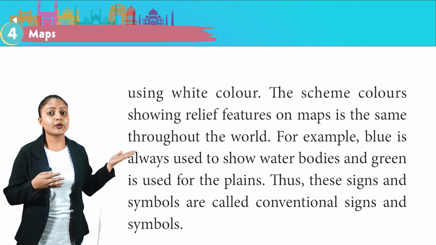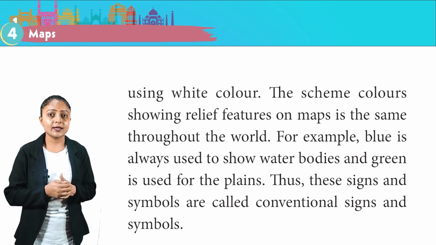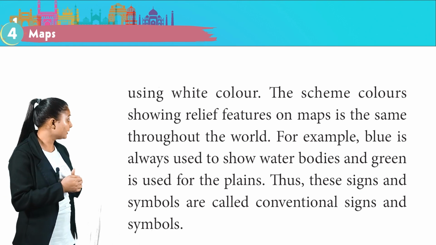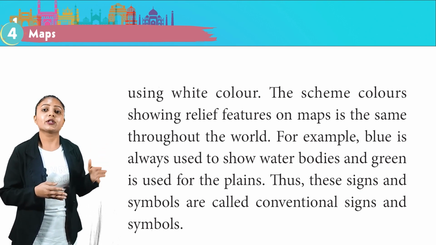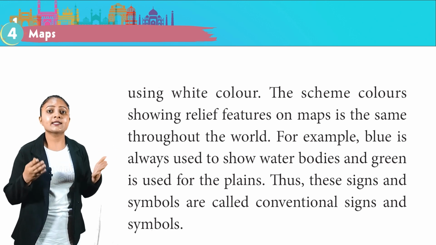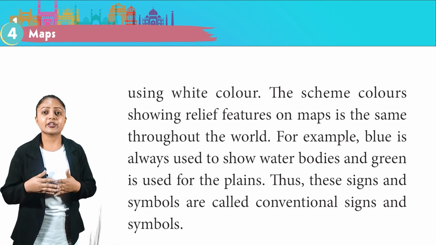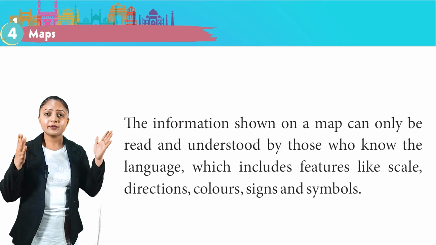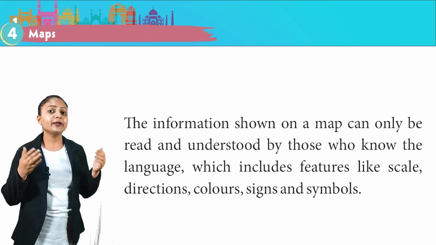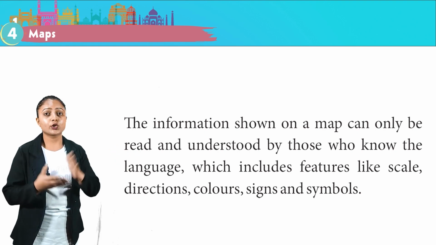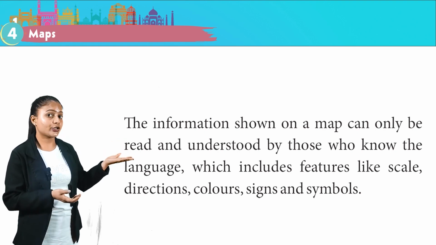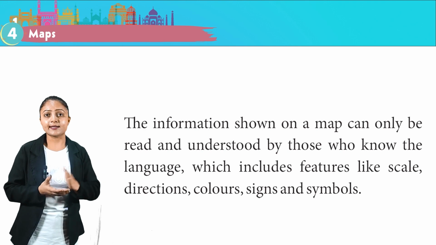The color scheme showing relief features on the maps is the same throughout the world. For example, blue is always used to show water bodies and green is used for the plains. Thus, these signs and symbols are called conventional signs and symbols. The information shown on a map can only be read and understood by those who know the language, which includes features like scale, direction, colors, signs, and symbols.